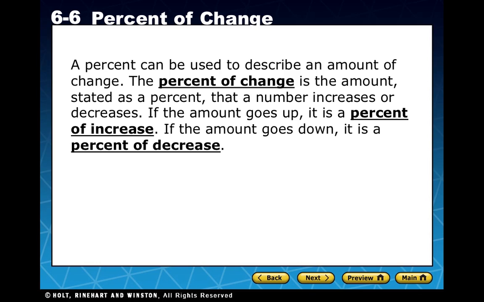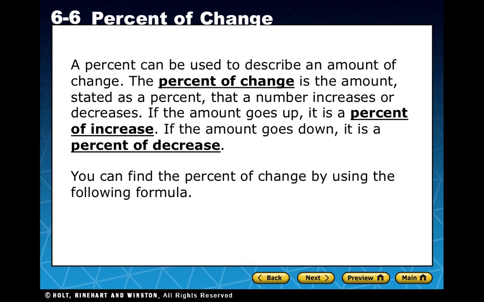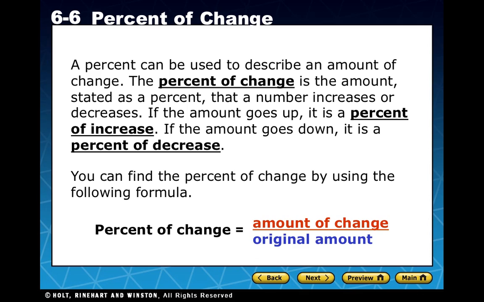If the amount goes up, it is a percent of increase. So there's your definition for that one. And if the amount goes down, it is a percent of decrease. Go ahead and pause this screen to copy down the definitions. Then I'd like you to go ahead and write down this formula. Percent of change equals amount of change divided by the original amount.